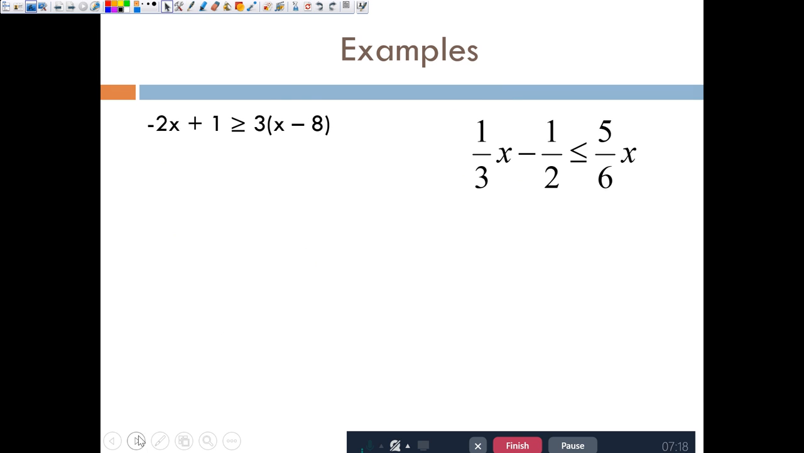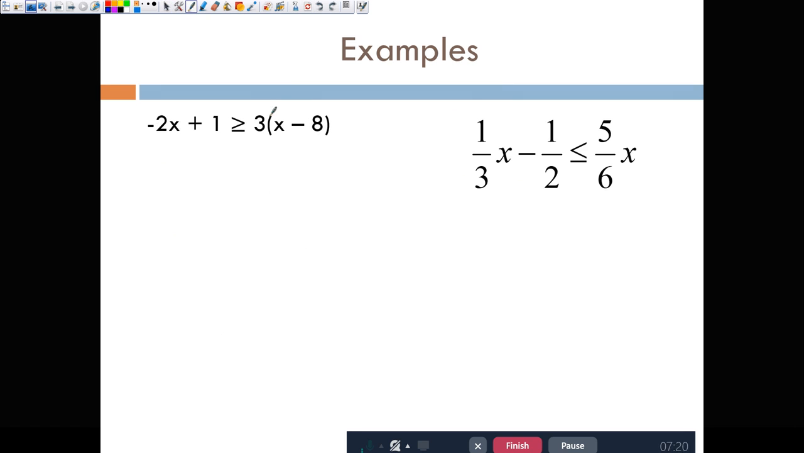Okay, so I have parentheses, so that means I need to distribute. So negative 2x plus 1 is greater than or equal to 3x minus 24. Then, once I distribute, do I have fractions? No. Do I have like terms on the same side of the inequality sign? No. So I need to isolate my variable. So I'm just going to move it to the left because it makes it easier when graphing. And you need to have it on the left. I'm going to get negative 5x plus 1 is greater than or equal to negative 24.